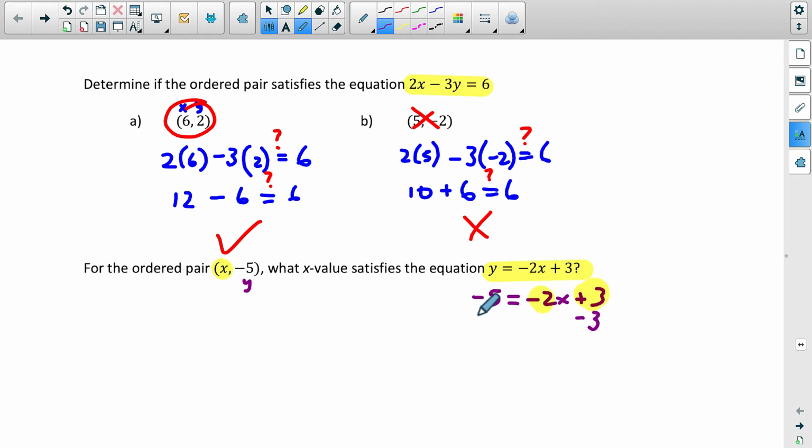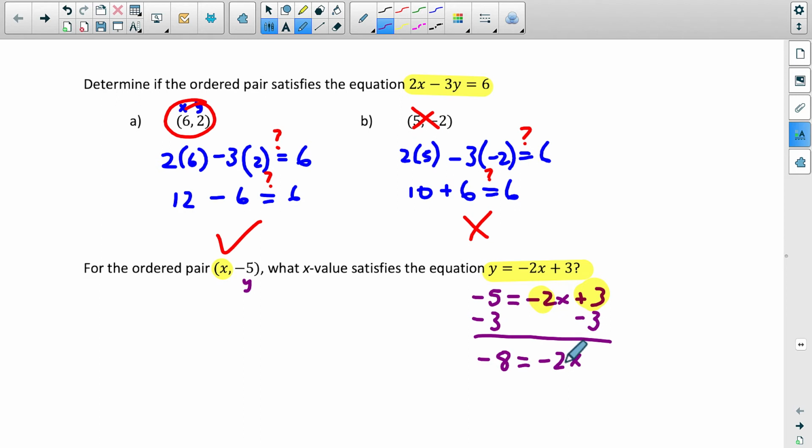What you do to one side, you do to the other. -5, take away 3. You can add the opposite if you want, plus negative. Anyway, you should get -8 here, and it's equal to -2x. We don't want -2x, we just want x.